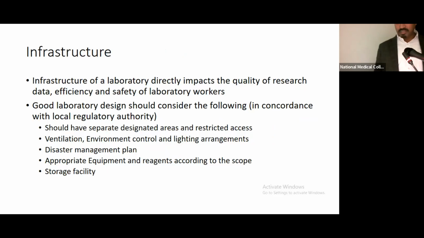Like recently, many trials might have been done on corona infection. So if good laboratory practice is not followed, then definitely it will be contagious to all the workers, health workers. So proper infrastructural needs should be there to perform those tests.